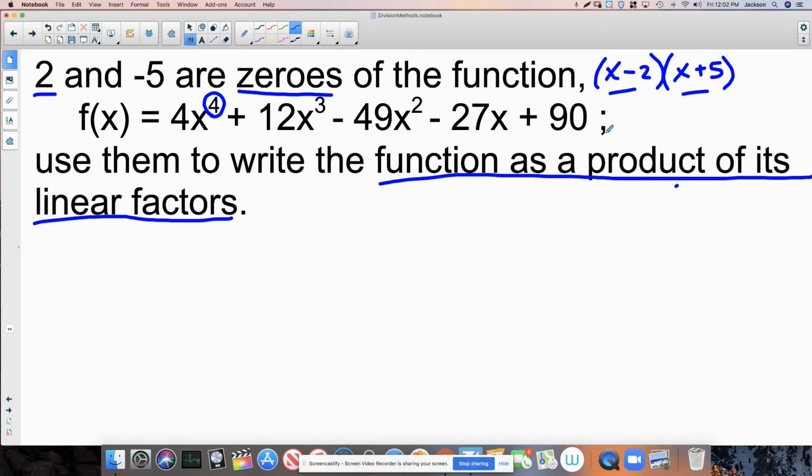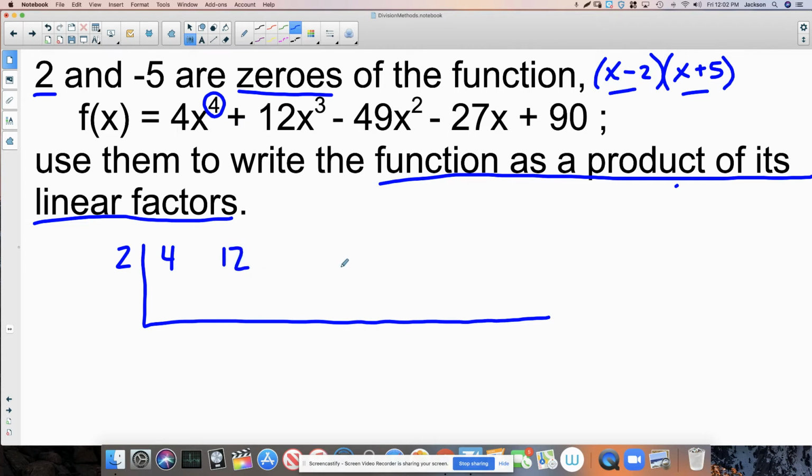Now, one thing that we've learned about synthetic division is if you know something is a factor, then when you do synthetic division with the 0, you should get a remainder down here of 0, right? So let's do this synthetic division with 2 because it's written first. So I have 4, and then I have 12 for my x cubed term. I have -49 for my x squared term, -27 for the x term, and 90 for the constant.